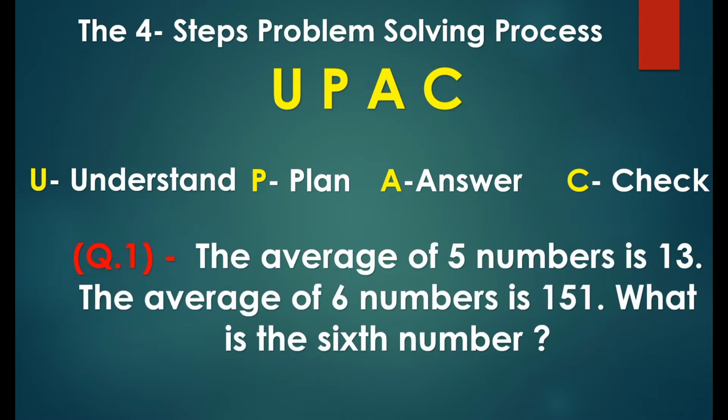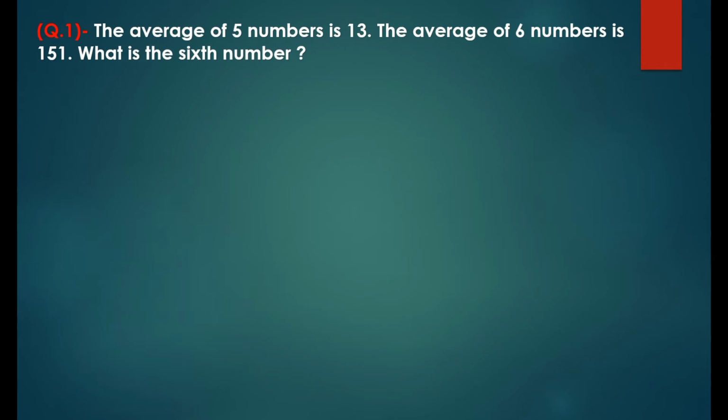So my question is, the average of 5 numbers is 139. The average of 6 numbers is 151. What is the 6th number? This is the question given. Now we will move to the steps. Here is my question. Now what you have to do, first you will try to understand the problem.